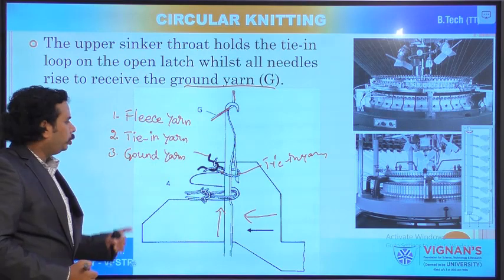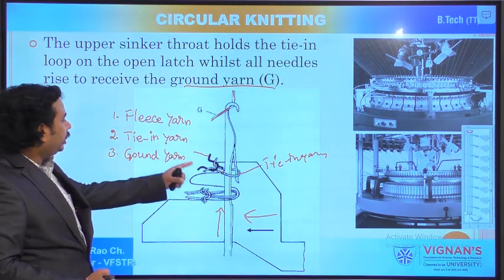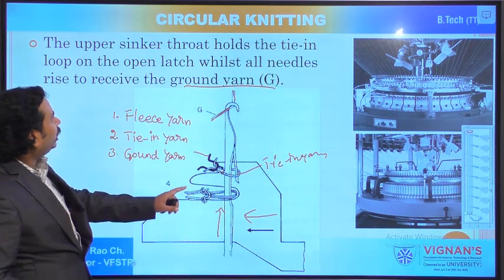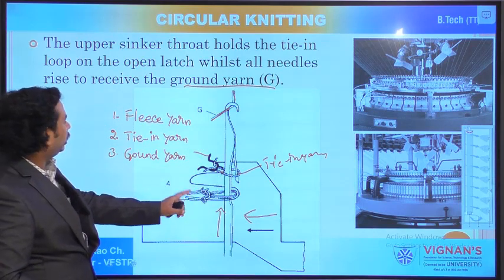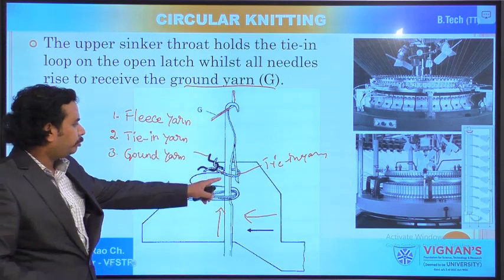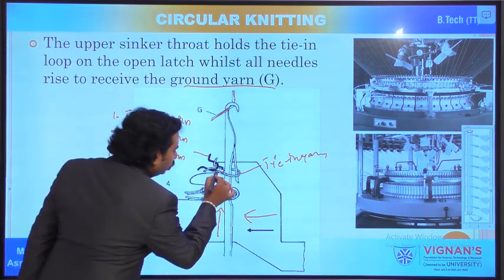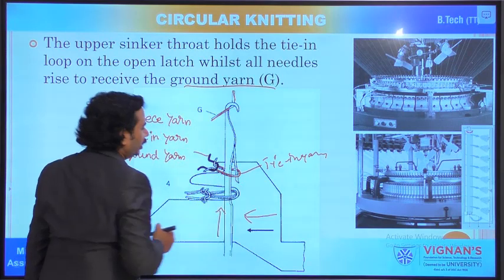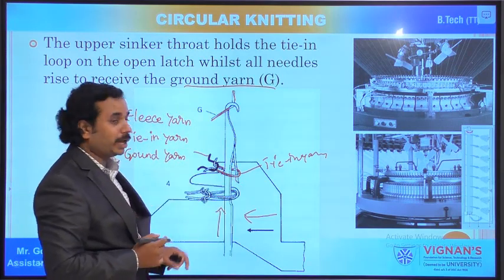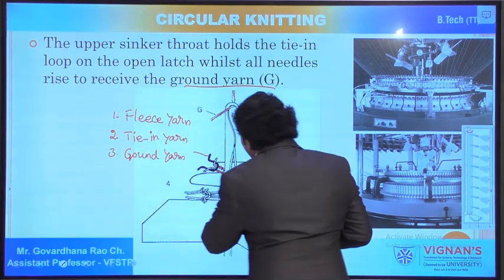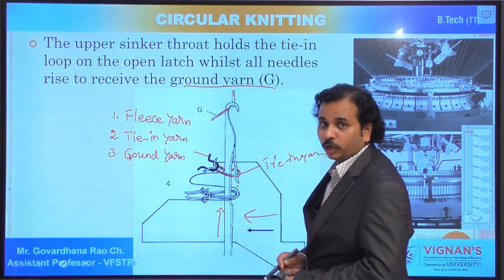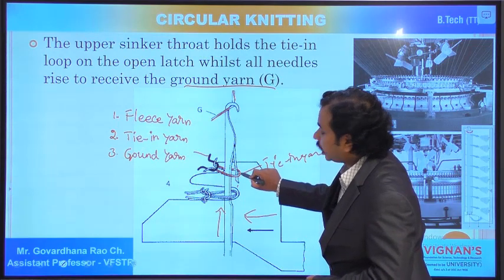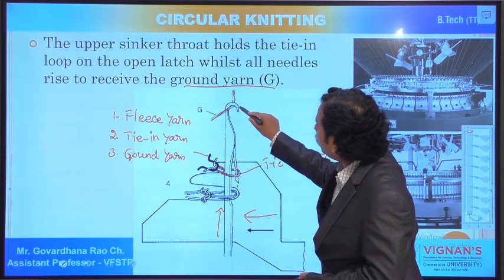Now you can observe here the needle is not completely raised up. Up to tuck-in position, the needle was raised up to tuck-in position. So this loop, the tie-in loop, is not cleared from the latch. Without clearing the tie-in yarn loop, we are feeding the ground yarn.